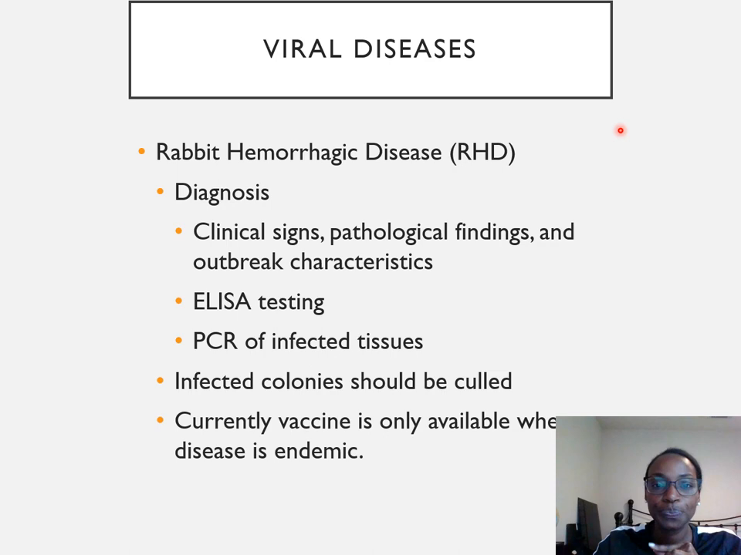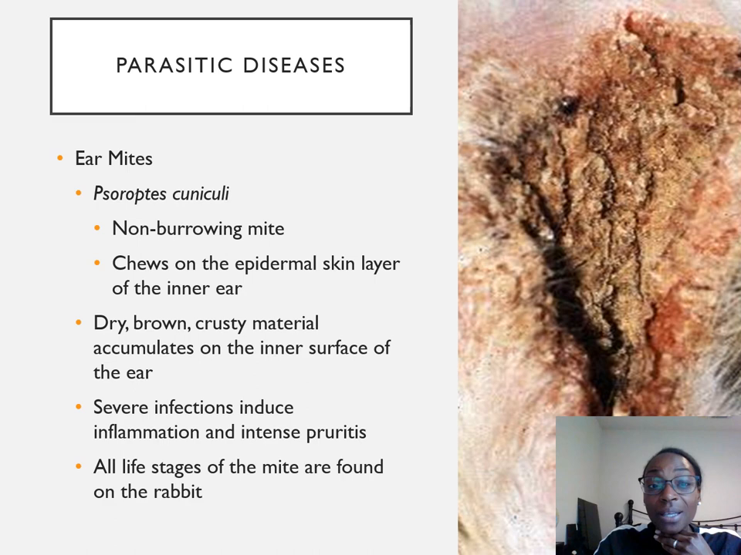All right, so moving on to parasitic diseases, rabbits can get ear mites. The ear mites are caused by Psoroptes cuniculi. Remember that cuniculi is actually a part of their scientific name, right? Now, this particular ear mite is a non-burrowing mite, but what it does is chew on the epidermis layer of the skin within the pinna. After all of that chewing, it causes lots of pruritus. There's brown, crusty material all within the inner pinna of the ear. It gets inflamed. The animal's constantly scratching at it, so it never really has an opportunity to heal.